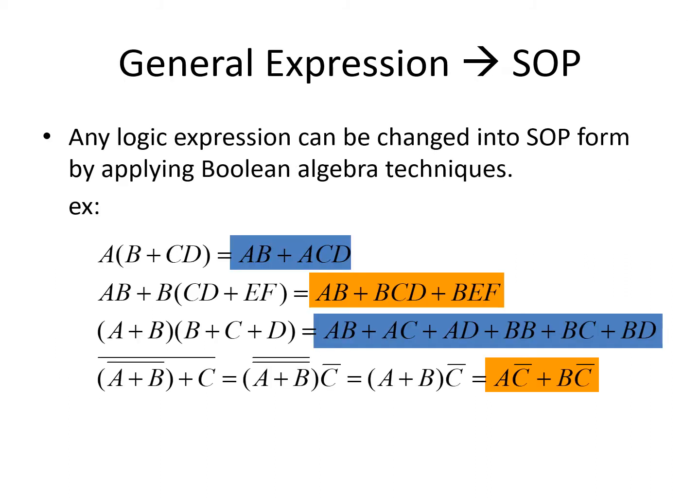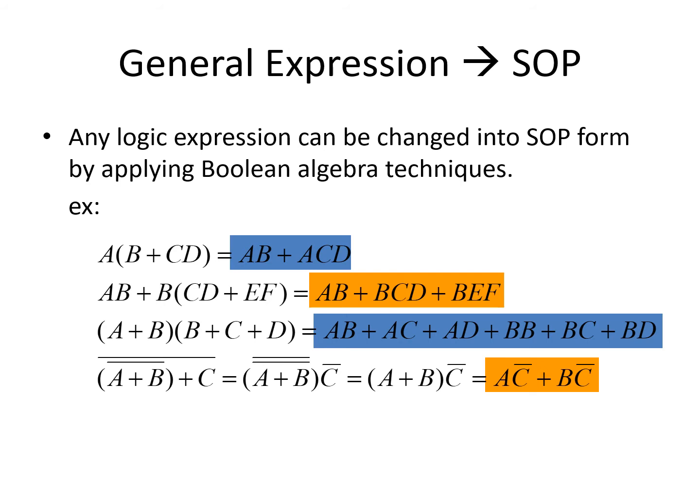Now the general expression of a sum of products. Any logic expression can be changed into SOP form by applying Boolean algebra techniques. For example, consider a into b plus cd. That can be rewritten as ab plus acd. So that results in an SOP. Similarly, in the next example, you could see that ab plus b into cd plus ef has been expanded as the sum of product terms.